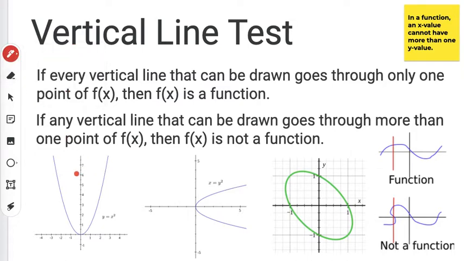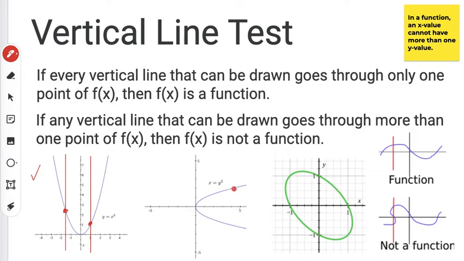So I'm going to choose my pen and change my color to red. And we're going to start drawing vertical lines. So here we have y equals x squared. I'm going to draw a vertical line right here. Notice that it only goes through the graph at one point, right here. If I draw the vertical line over here, it only goes through the graph at one point, right here. So every single vertical line that I draw only goes through one point of the graph. And what that means is this is a function. It passes the vertical line test because it only goes through the function at one point.